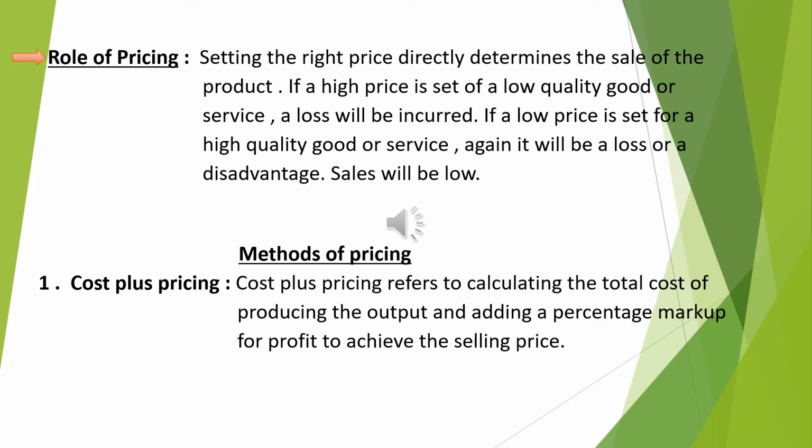So we incur a cost, we take out a small percentage, whether 1%, 2%, 5% or 10% of the total cost, and we add to the total cost to arrive at the selling price. Cost price plus profit is equal to your selling price.